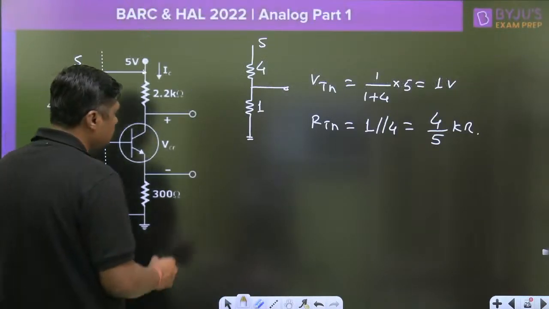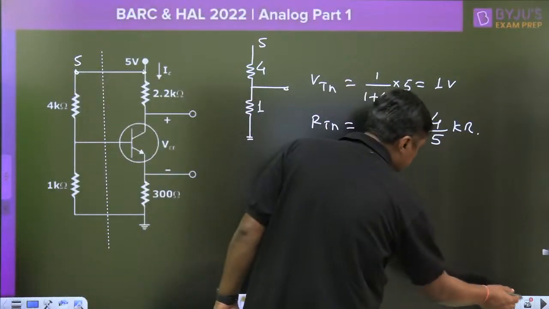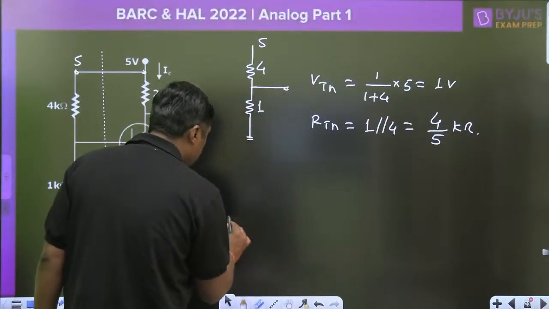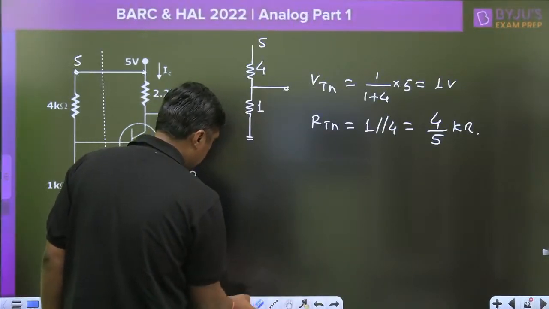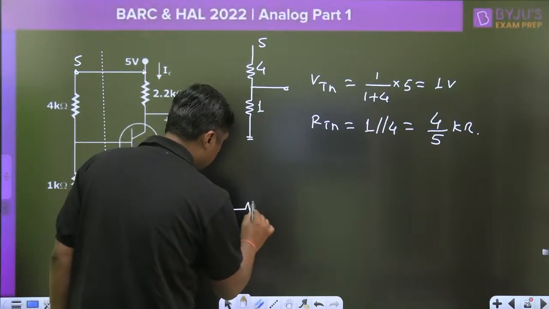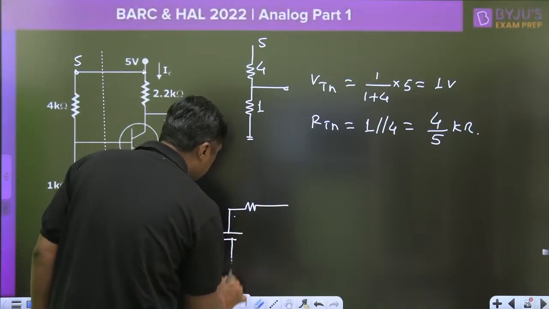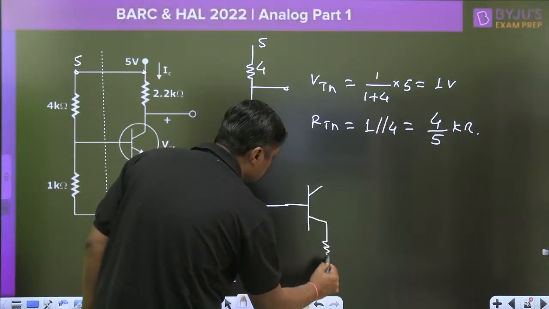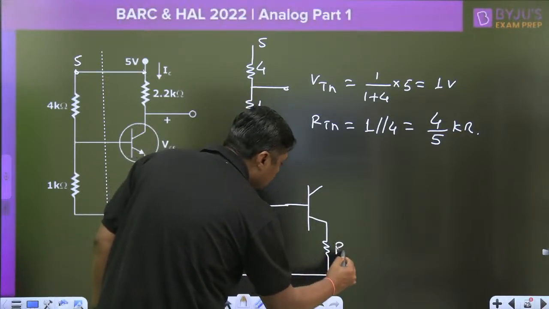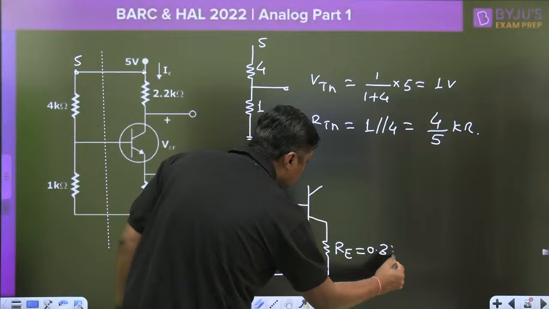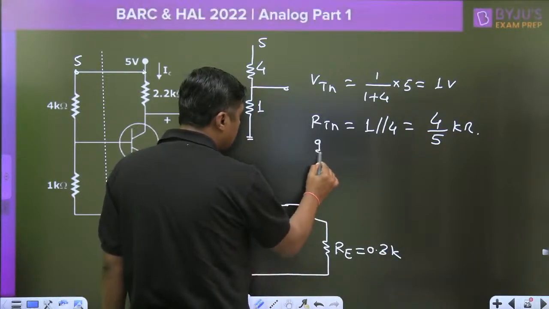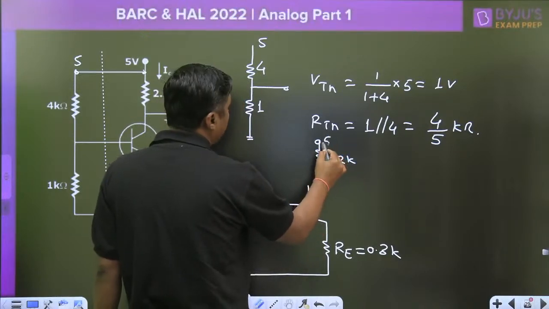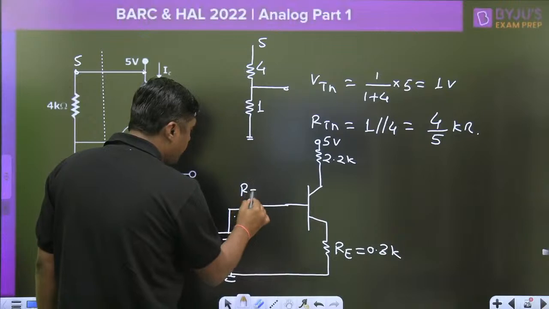So this is the RTH, and this is the VTH. Now connect the diagram. What is the RE? 0.3 kilo ohm. Here connect the value of the RC, 2.2 kilo ohm. This voltage is 5 volt. Through RTH, the base current is 0.